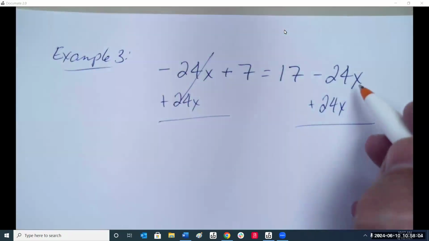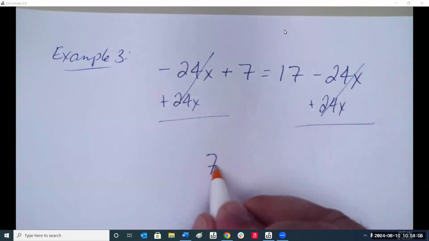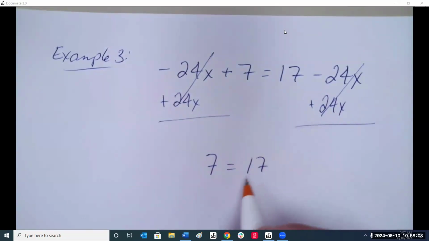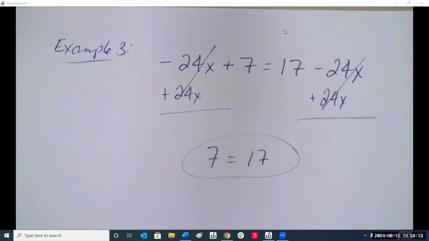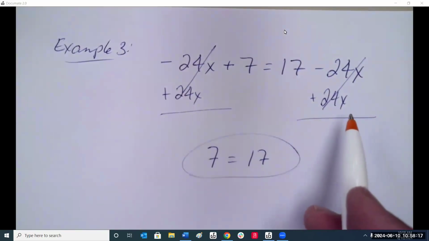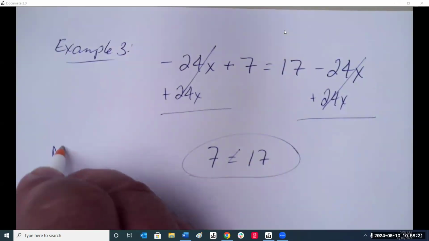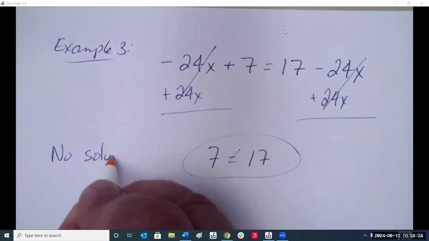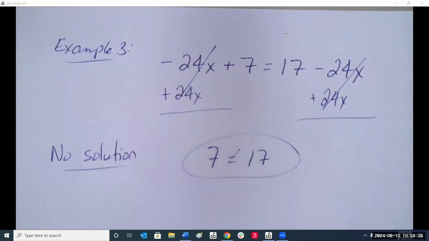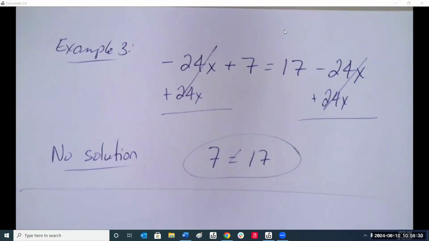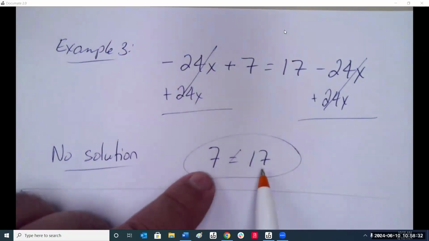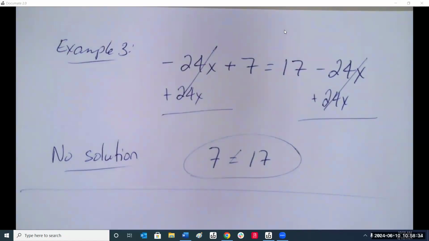So the x's cancel. Now, if you get in this situation where all the x's are gone, do these equal? No. So there's no solution. There's no value of x that would make that work. If all the x's are gone and the numbers aren't equal, it's not going to happen. No solution.